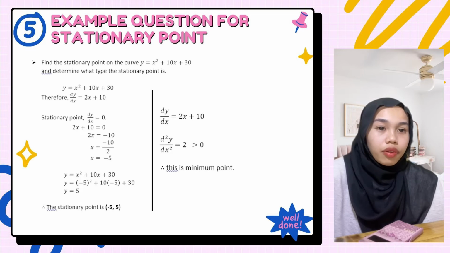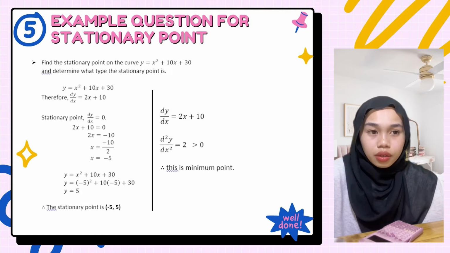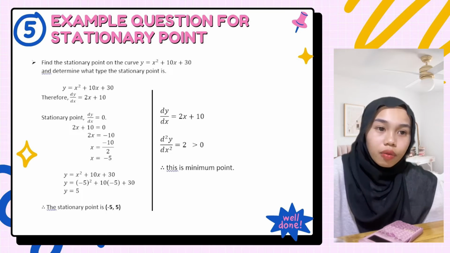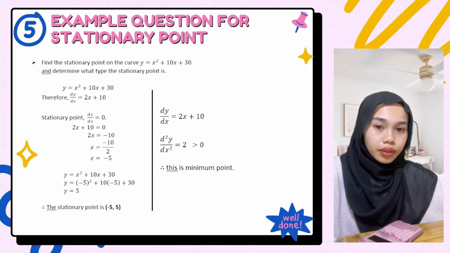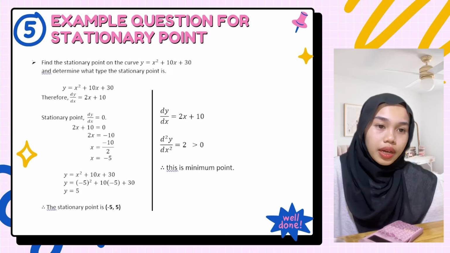The question is: find the stationary point on the curve y is equal to x squared plus 10x plus 30 and determine what type the stationary point is. So here we know that the equation is y is equal to x squared plus 10x plus 30. The first thing we need to do here is differentiate the equation. Therefore dy over dx is equal to 2x plus 10.